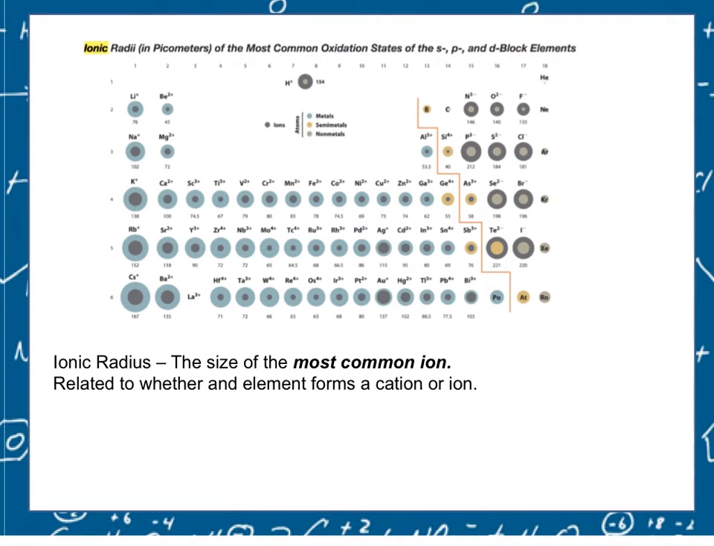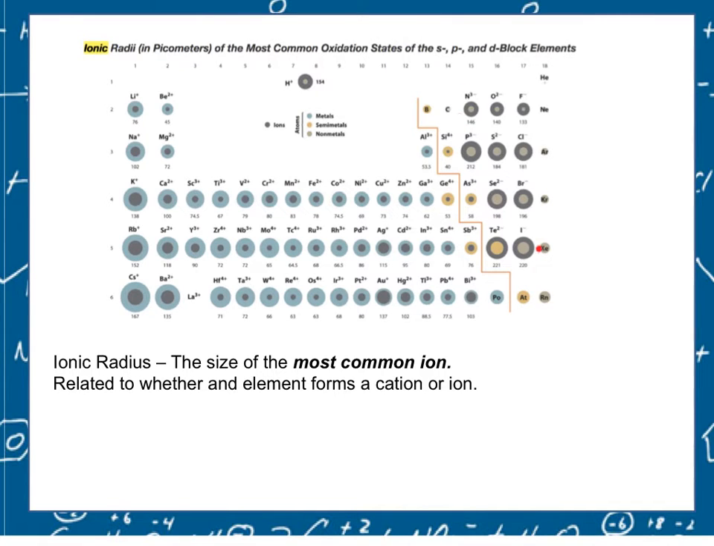Next up, ionic radius. This chart can be a little bit difficult to read, so let me clarify it for you. The blue circle that you see here on the metal side, that is the size of the neutral atom. The darker gray circle that you see in the middle of it is the size of the cation, because ionic radius is measuring the size of the most common ion. And for metals, your most common ion is going to be a cation.